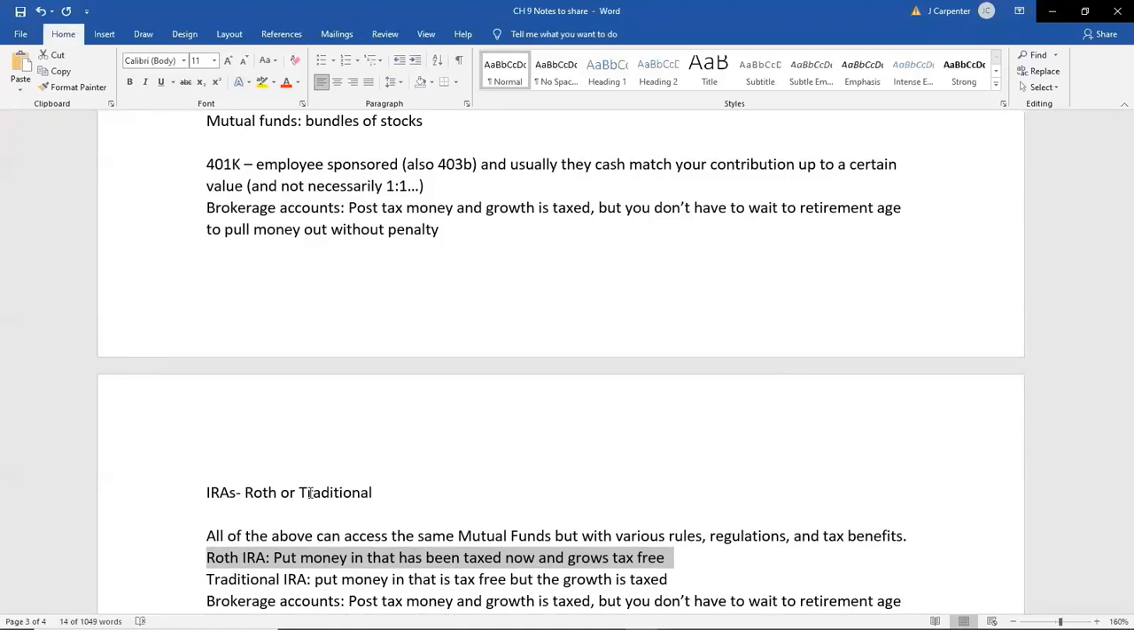And the reason is 401ks have a much more limited selection of what you can invest into. They'll usually have something like a year plan, like you're going to retire in 2055, so you invest in the 2055 plan. And it's very, very diverse, which is awesome. But it's also maybe a little too safe in your early 20s and maybe even early 30s. Again, maybe too safe. I'm not saying safe is bad.